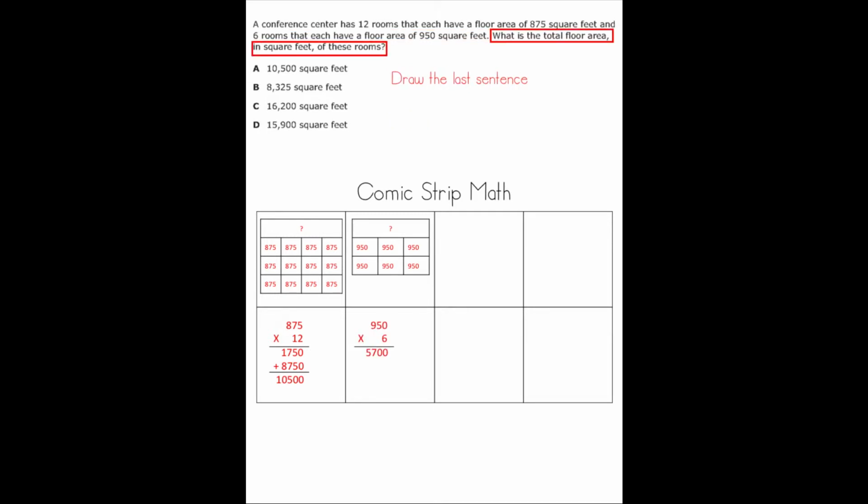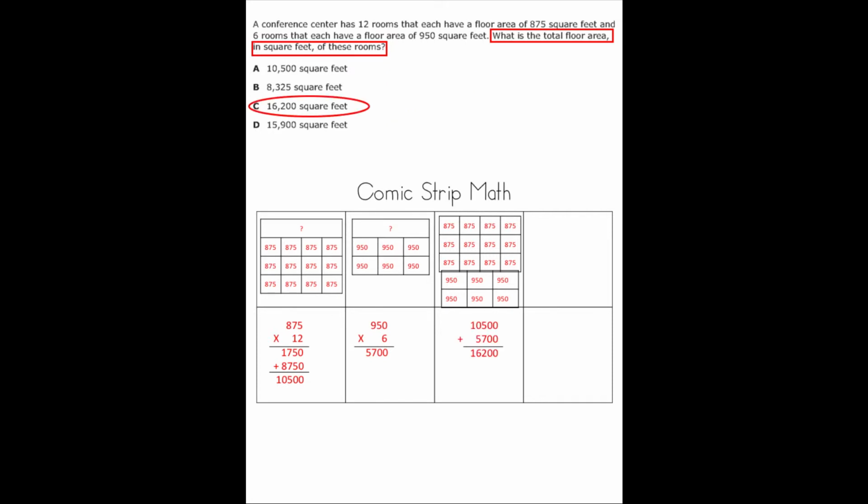Now we're going to draw the last sentence. What is the total area in square feet of these rooms? So when I put those diagrams in, it looks like that. Do you know the total? No. Do you have equal groups? No. What is the operation? It's add. So we end up with our answer.